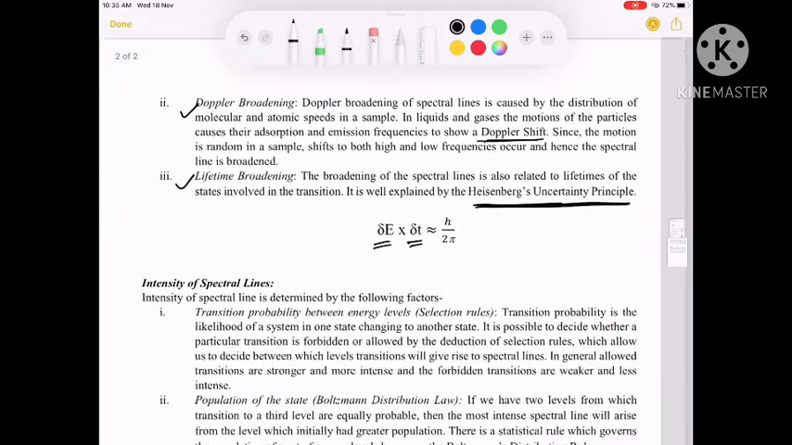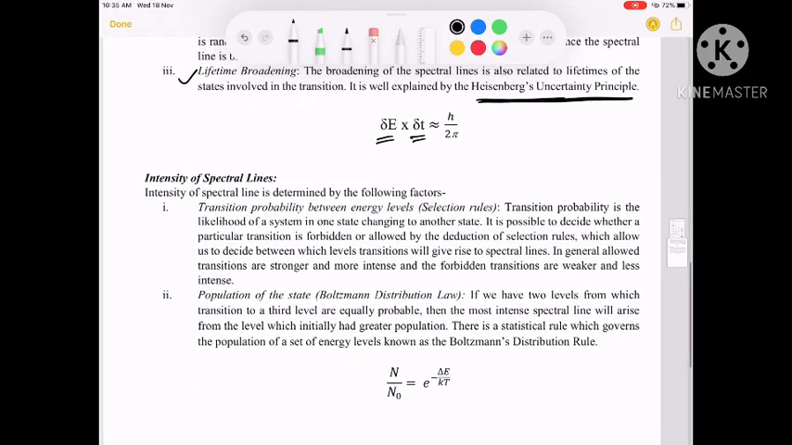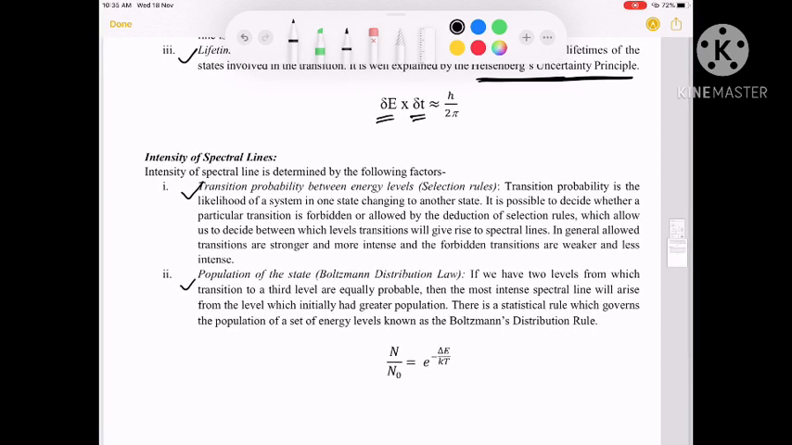Now, intensity of spectral lines: how do we get a more intense spectrum? For this we have transition probability and population of the state. Transition probability means, say, we have energy levels like this, and two electrons in levels of the same energy. Each of these electrons can jump to the higher state. Both can jump.